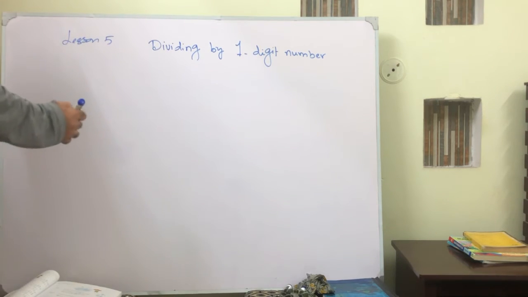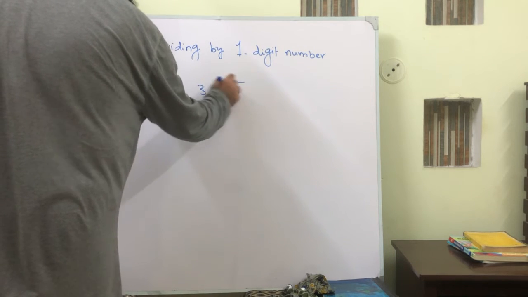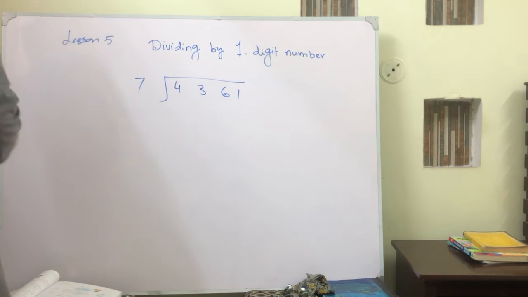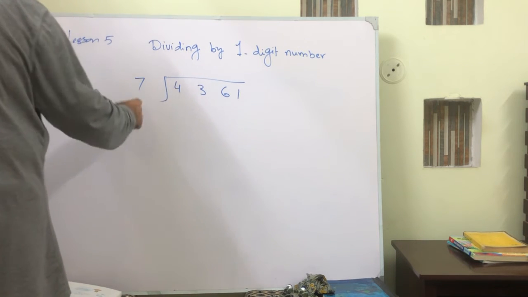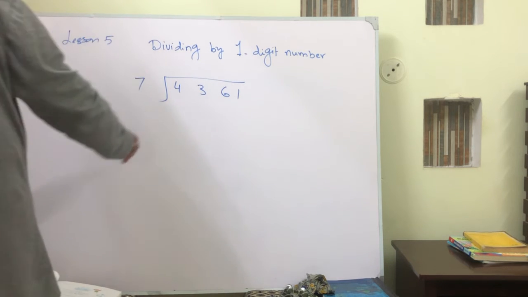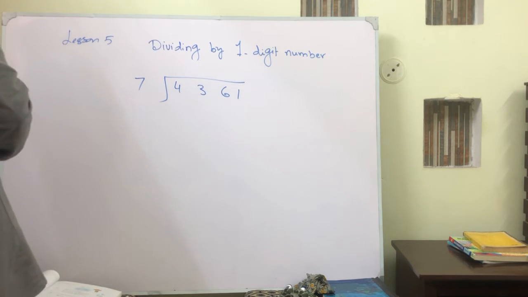Now we move to page 50. 4361 divided by 7. 4 is one number, but 4 is smaller than 7, we cannot divide. Then join the two numbers, it becomes 43. 43 divided by 7, we need to use the table of 7. 7 6s are 42.